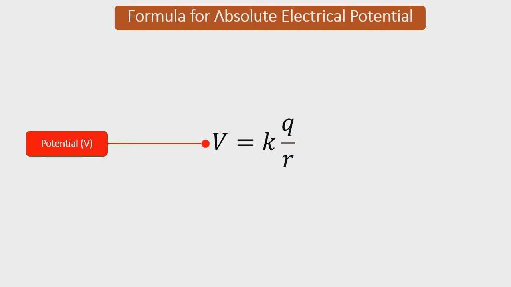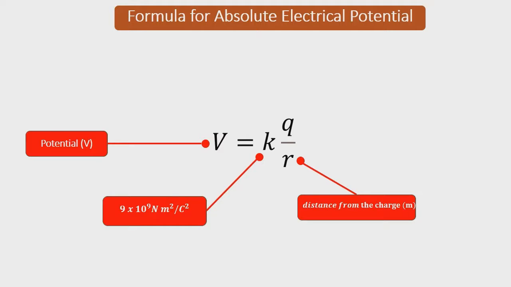The formula for absolute electrical potential is given by V is equal to K times Q over R. For our potential, which is V, K is the constant 9 times 10 raised to the power of 9 newtons times meter square over coulomb square, while R is the distance from the charge in terms of meters, and Q here is the charge in terms of coulomb.